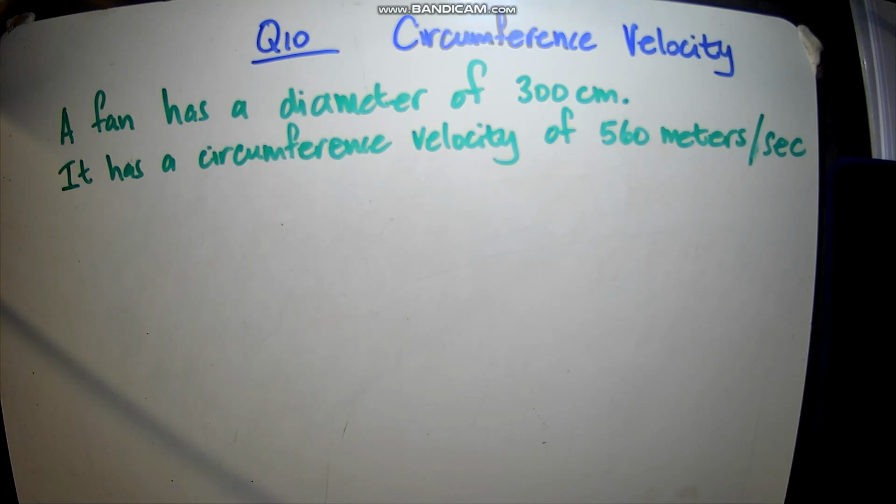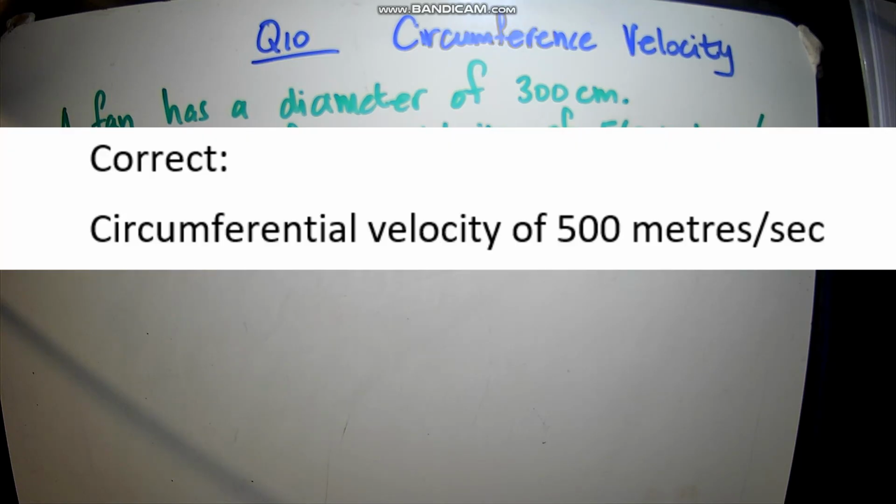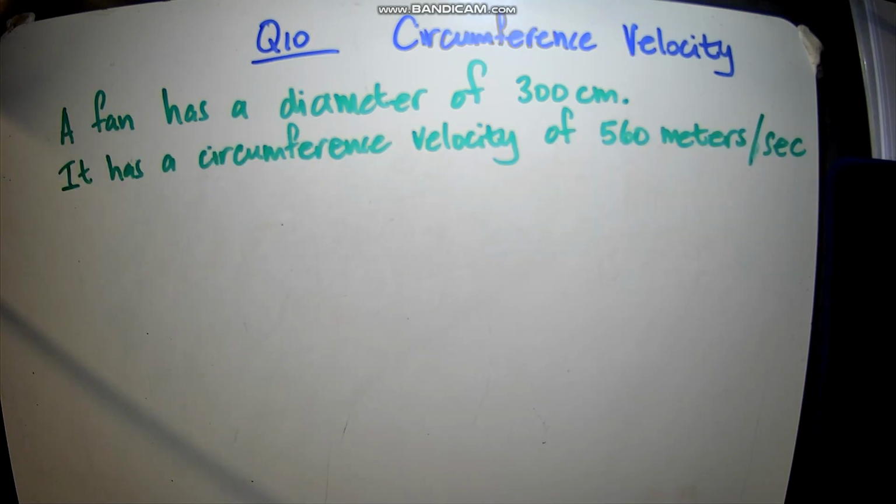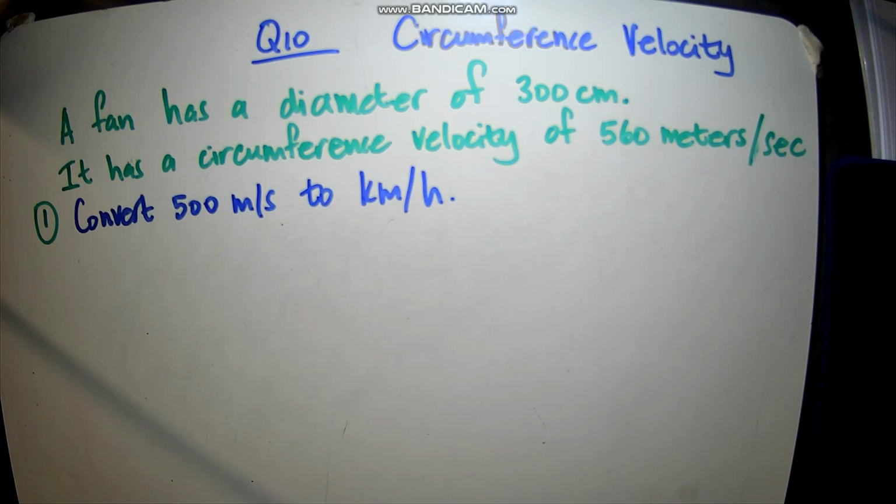Right, so in this paper too, there's a question 10 dealing with circles and speeds and rotational velocities. All you have to do is work through what I've given you here and you'll be okay. The question says, a fan has a diameter of 300 centimeters. It has a circumferential velocity of 500 meters per second. The first question says convert 500 meters per second to kilometers per hour.